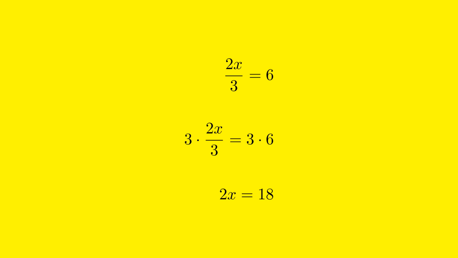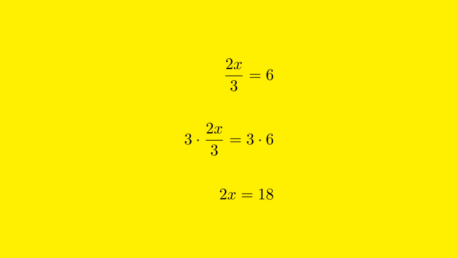Since 2x/3 means 2 times x is divided by 3, we can perform the opposite operation to both sides of the equation to eliminate the fraction. The opposite of dividing by 3 is multiplying by 3, so we multiply both sides of the equation by 3.